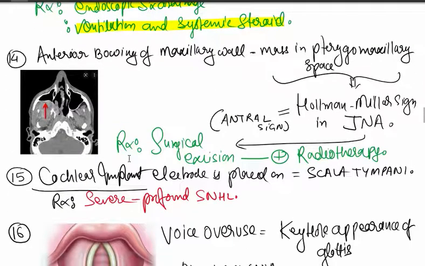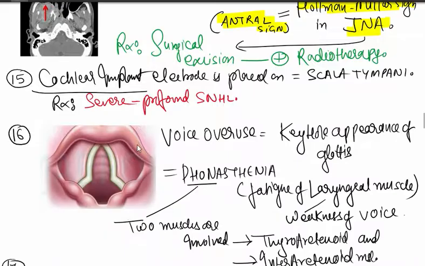Okay. Next one, anterior bowing of the maxillary wall. This is known as the Holman-Miller sign, or antral sign. It is the same thing. This is in JNA, juvenile nasopharyngeal angiofibroma. Its treatment is surgical excision, and sometimes radiotherapy can be required in recurrent cases.